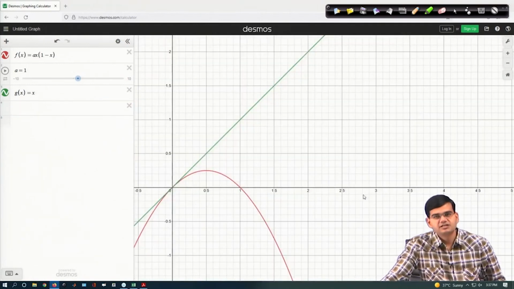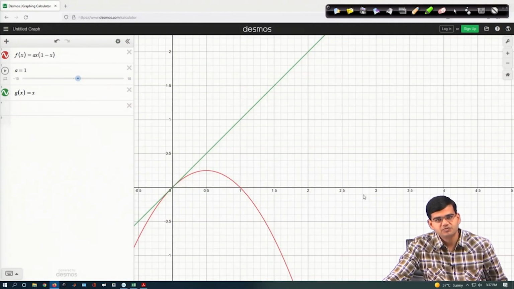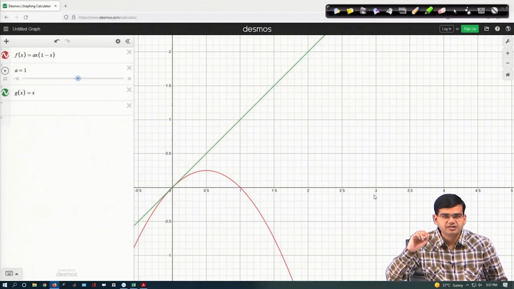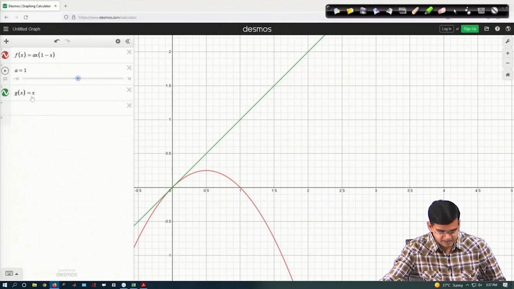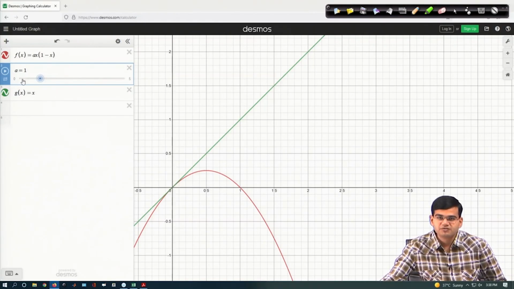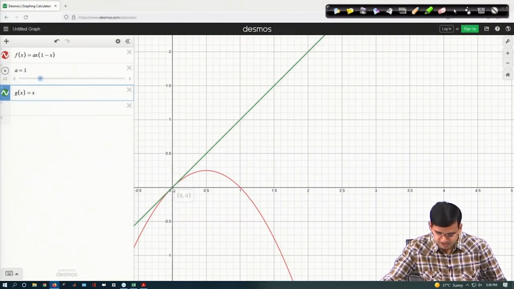We are considering populations, so x would be a positive number. I would consider only the first quadrant. Here a is a growth parameter, so it must be a positive quantity, in fact a finite growth parameter. When a is equal to 1, you see that there is only one fixed point.